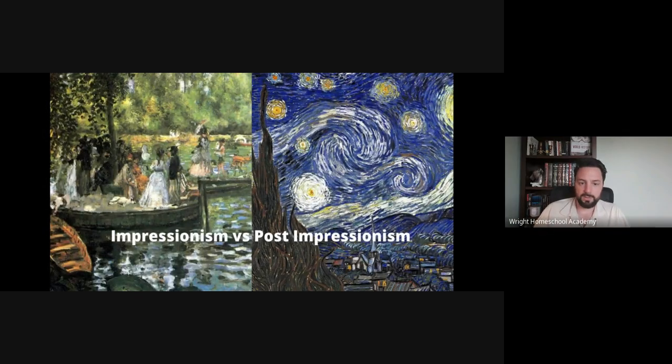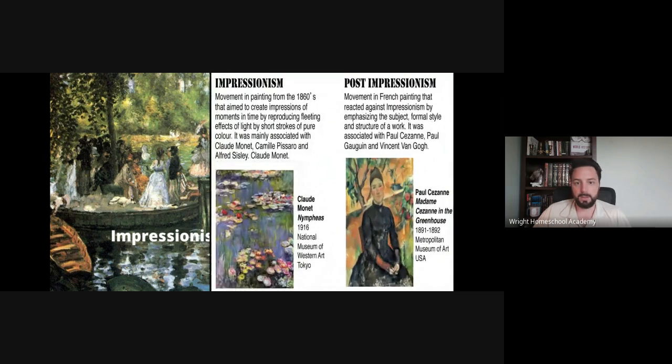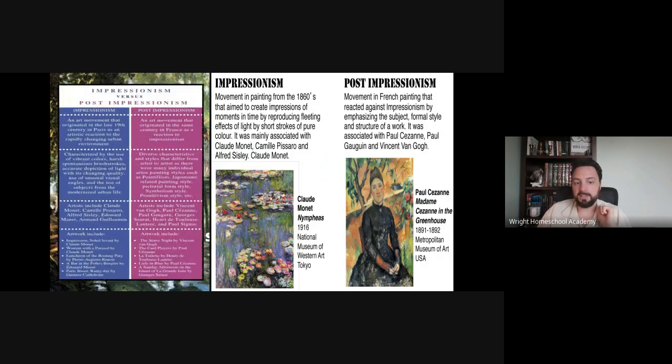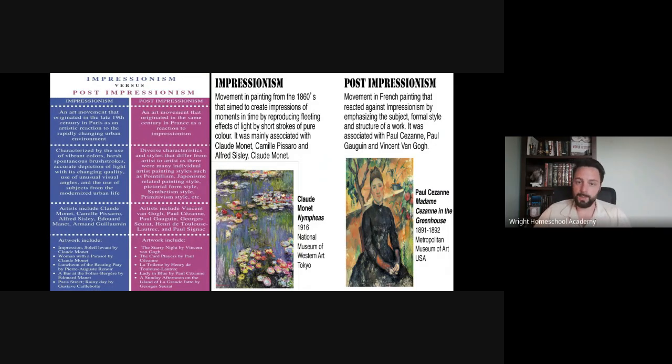Okay? So taking a look here on the left, you can see an Impressionist painting, and on the right, one of the most famous, if not the most famous, post-Impressionist painting. So there's a little bit more here about the differences between the two art styles. If you're interested in reading more about that, I recommend pausing the video now and reading about them. But I think what we've said already should suffice for our discussion today. And for now, I'd like to show you some artworks.